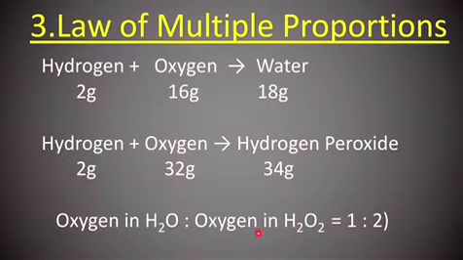So this analysis shows that the mass of one element that combines with the fixed mass of the other element, that is hydrogen, is always in a ratio of small whole numbers.